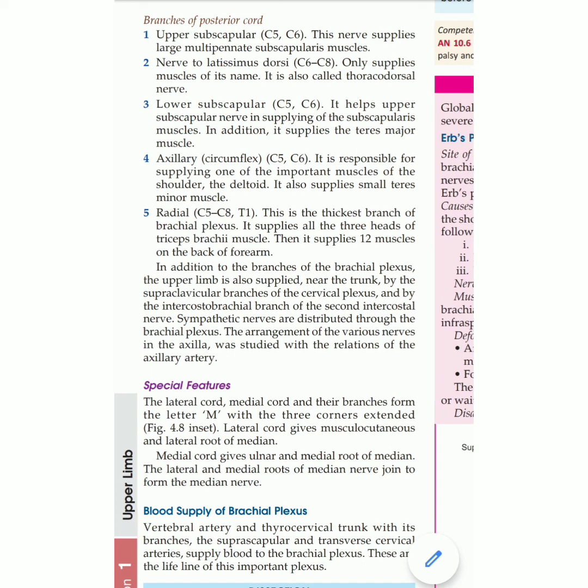Blood supply of the brachial plexus. The vertebral artery and thyrocervical trunk with its branches, the suprascapular and transverse cervical arteries, supply blood to the brachial plexus. These are the lifeline of this important plexus.